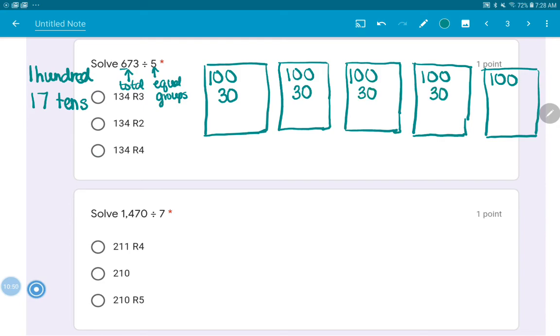590. Then 30 more is going to be 620. And 30 more is going to be 650. So I've used 650 of the 673 that I have. So that means that I have 23 ones. Well, if I'm thinking about the relationship between 23 and 5 groups, I know that 5 times 4 is going to be equal to 20, so I can give 4 more to each group.